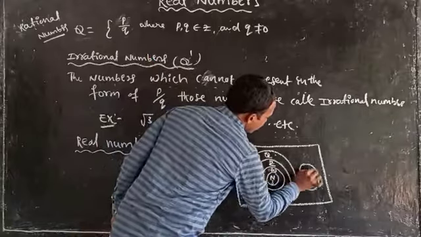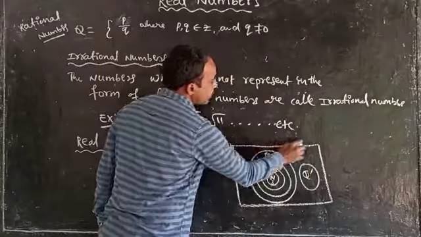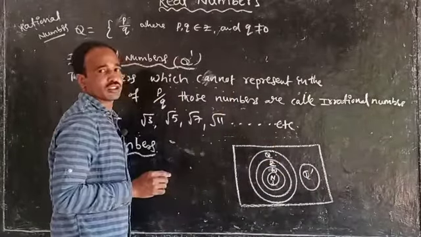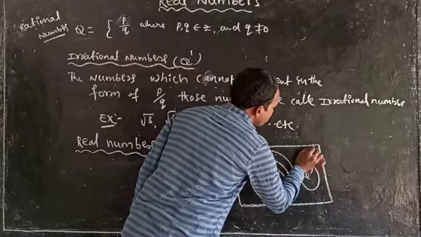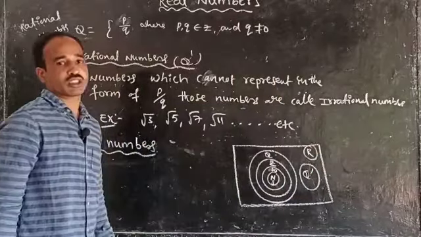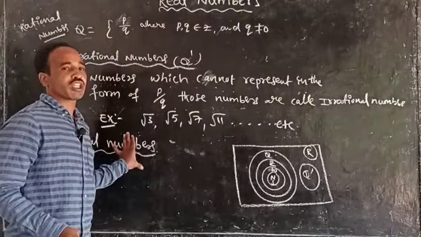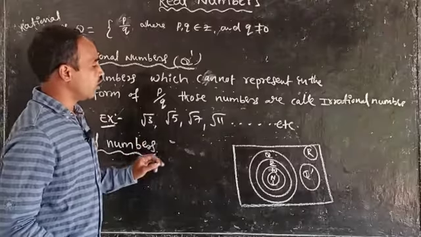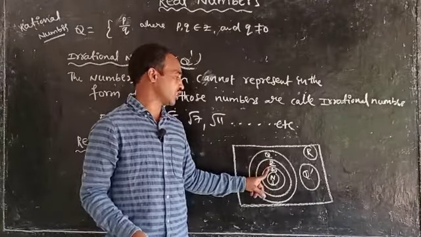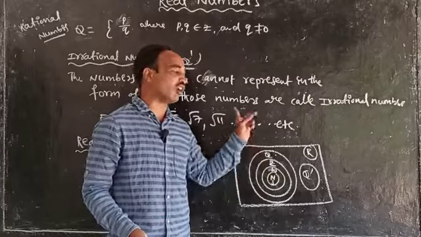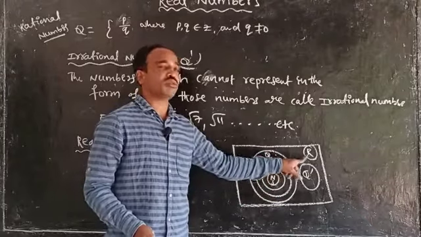This is the Q dash. So all these numbers are in the rectangular box. Total, which numbers are in the rectangular box, they are called real numbers. Just to understand, real numbers means all the natural numbers, all the whole numbers, all the integers, all the rational numbers, and all the irrational numbers. All numbers belong to the real numbers.